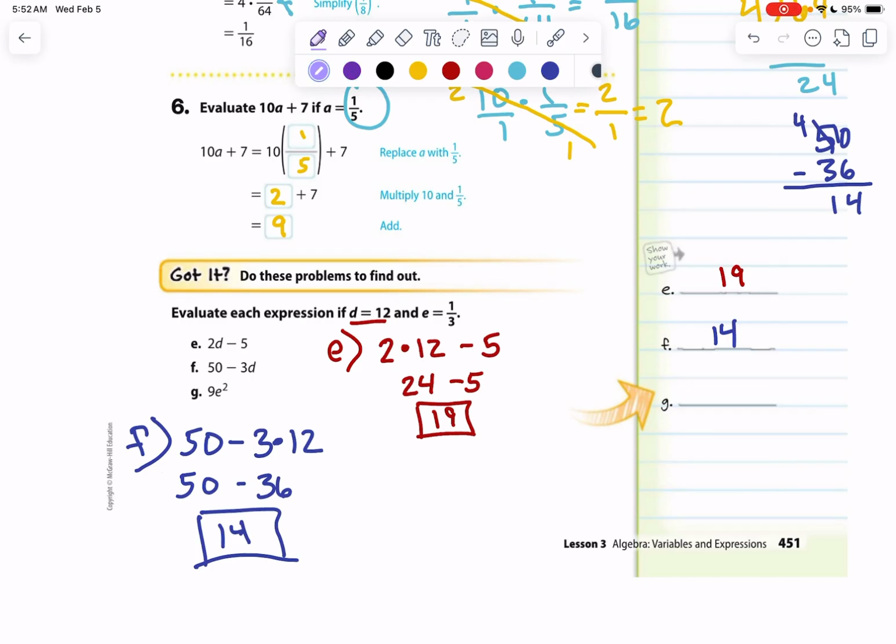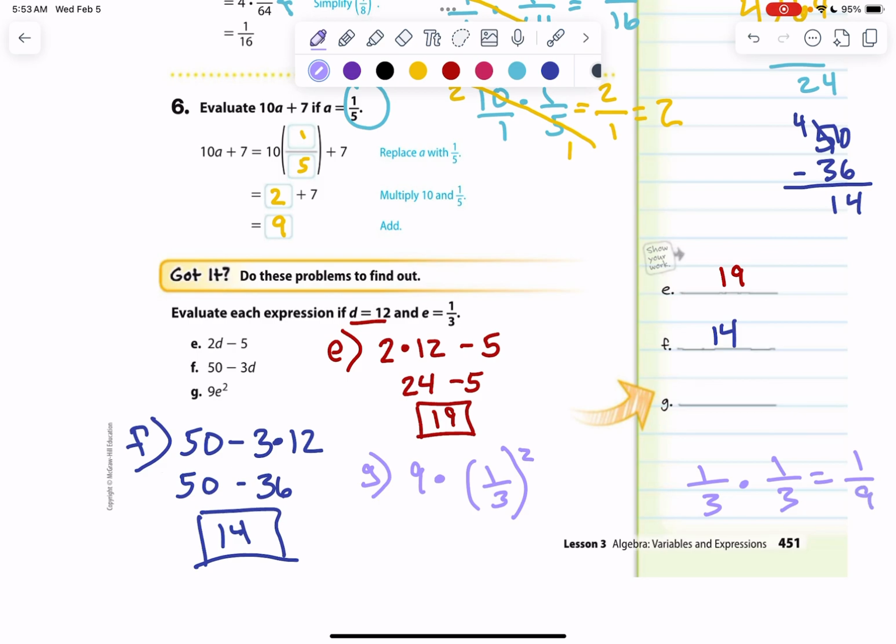One more. Let's use purple. Okay, G. 9 times E squared. What is E? So we have 9 times, E is 1/3, so I'm going to use parentheses here, 1/3 squared. Okay, so 1/3 times 1/3. We multiply straight across, so 1 times 1 is 1. 3 times 3 is 9. So that becomes 9 times 1/9.